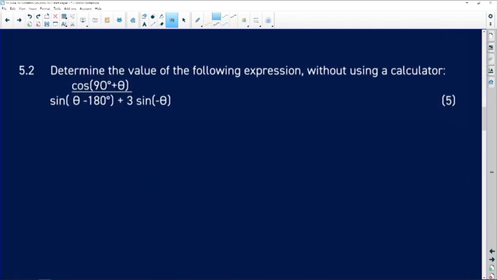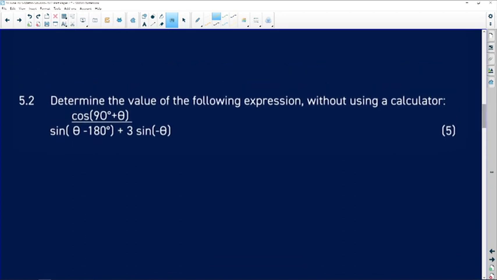5.2. We're told here to determine the value of the following expression without using a calculator. Again, we're back to the reduction world. Remember, guys, every time you've got 90, you always have to change your trig ratio to its co-ratio. So I'm just going to make note of that. This 90 means change your ratio to co-ratio. The co-ratio of cos is sine, and the co-ratio of sine is cos.